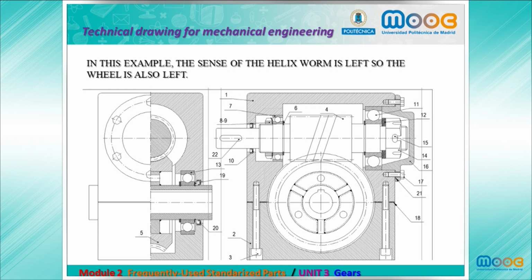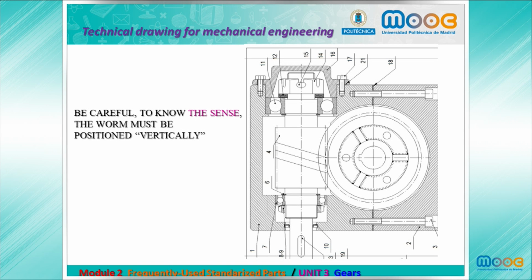In this case, the sense of the worm helix is left, so the wheel must also be left. But be careful: to know the sense, the worm must be positioned vertically. So you can see the helix is left.